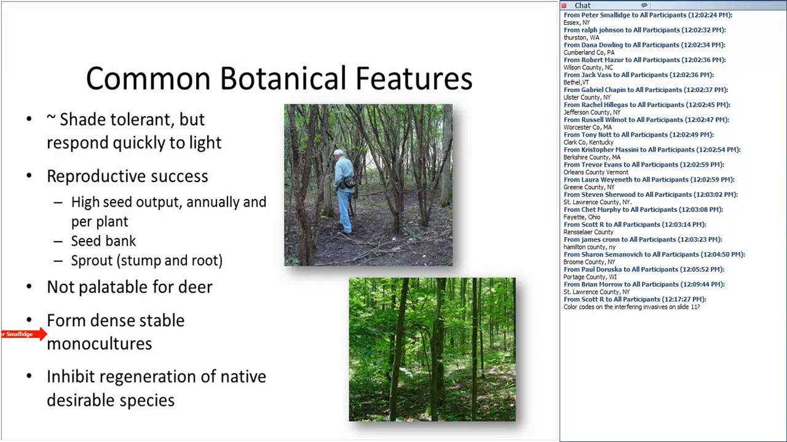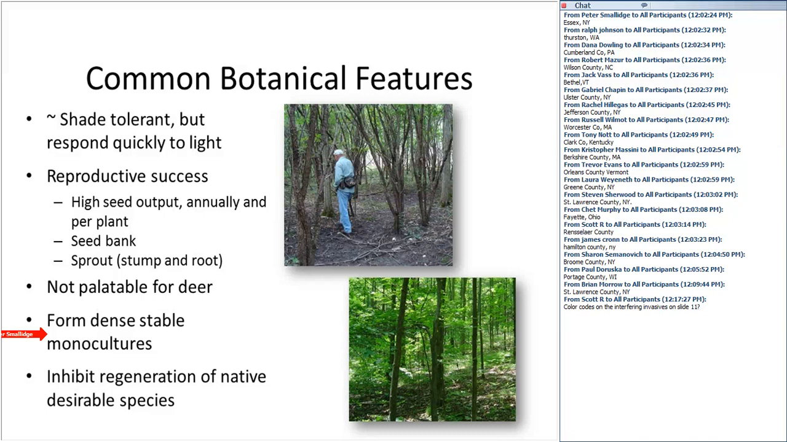Finishing up here, all of these undesirable plants have the ability to form dense, stable monocultures, and that's largely because of the conditions that I mentioned before. They're tolerant to the shade. They can grow in full sunlight. You've seen many of those plants listed, especially the shrubs, dominating in abandoned agricultural fields, dominating in power utility rights-of-way.